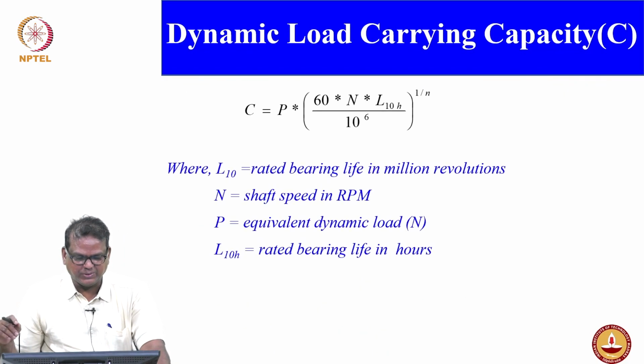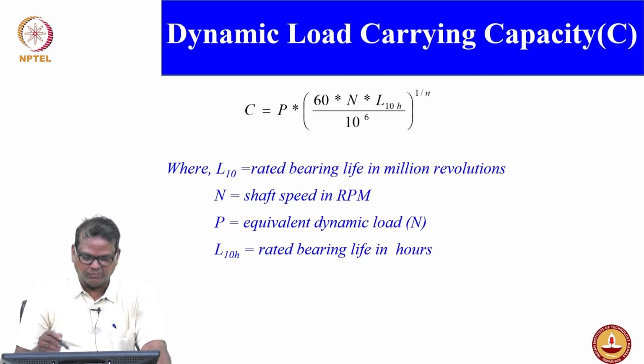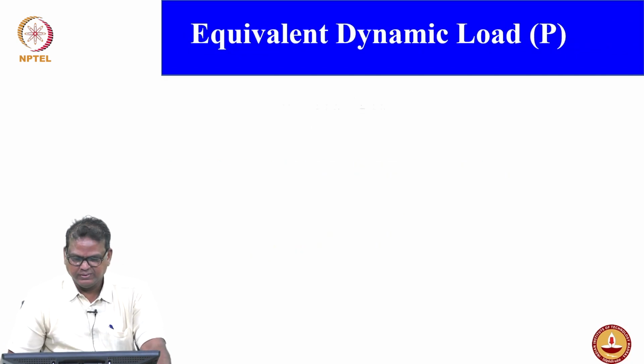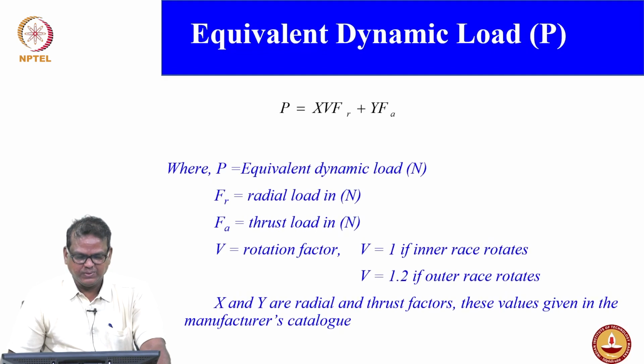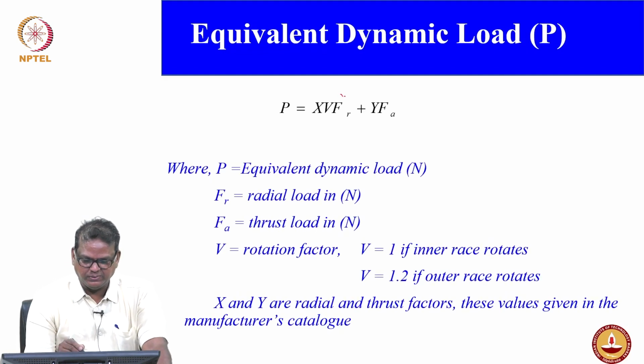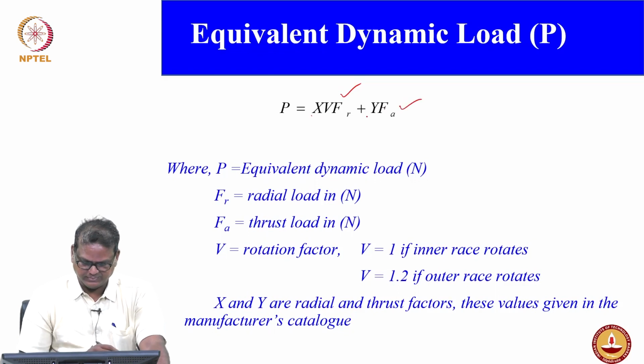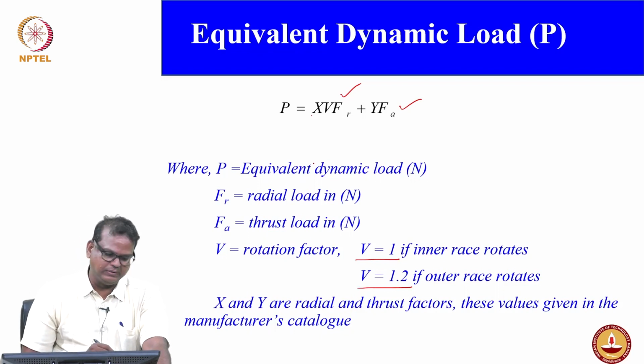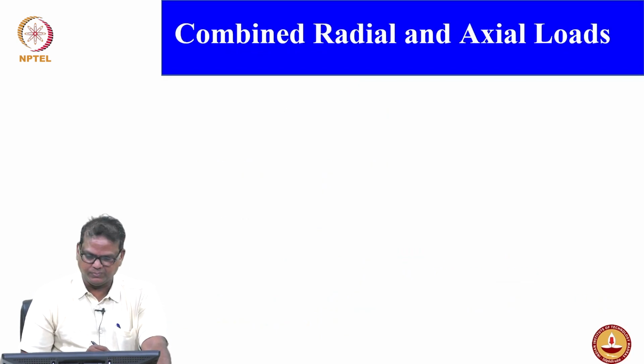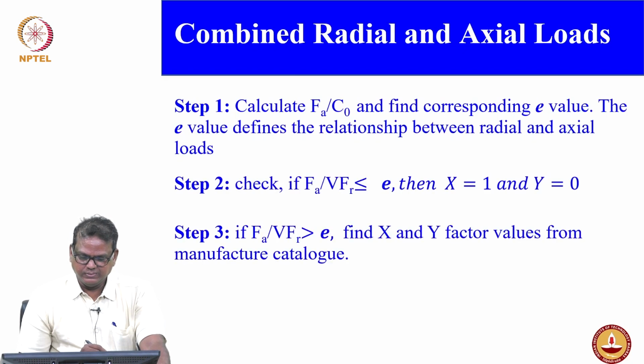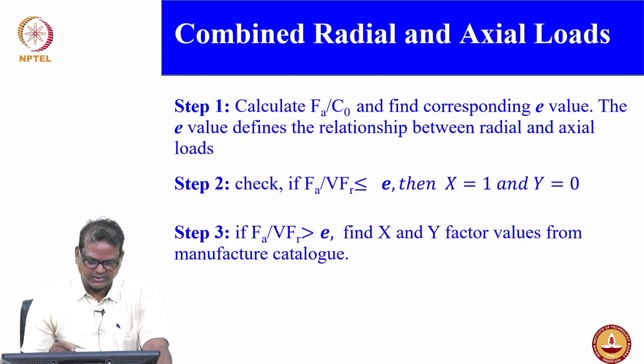Again, with respect to number of hours, the same thing is modified with respect to number of hours, and this is the equivalent load. As I said, Fr is the radial load and Fa is the thrust load. These are the factors. If your inner race rotates, V equals 1; if outer race rotates, V equals 1.2. This is how we have to calculate the equivalent dynamic load. This is the way to identify if you have a combined radial and axial load.